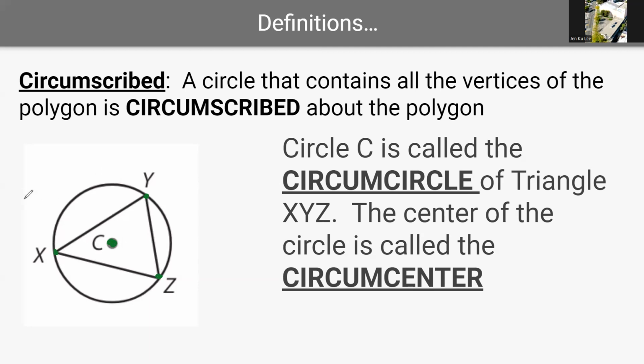So if you read here, circle C is called the circumcircle of the triangle XYZ. The center point is called the circumcenter. All right. And this point is key as well, and you'll figure out in a little bit. Okay.